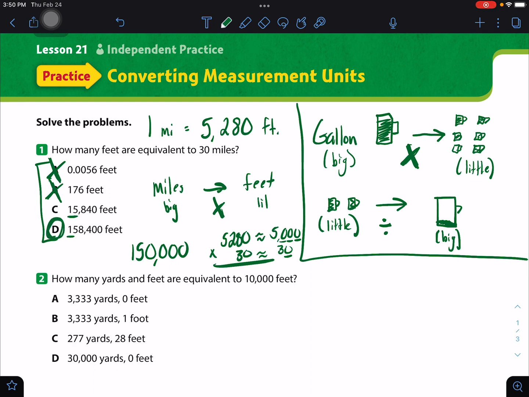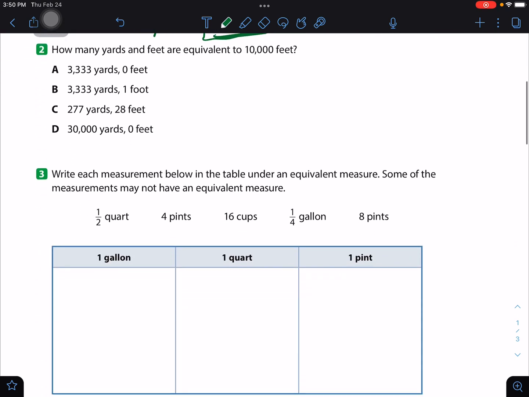I didn't have to do any long multiplication. I didn't have to do any long division. I first asked myself, am I going from big to little or little to big? And then I looked at reasonableness. All right, let's move on to number 2.